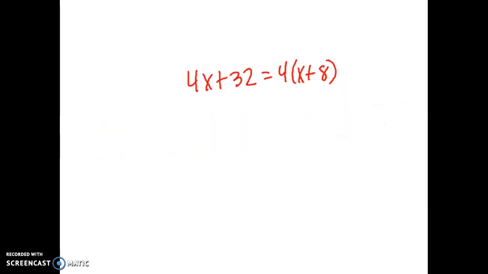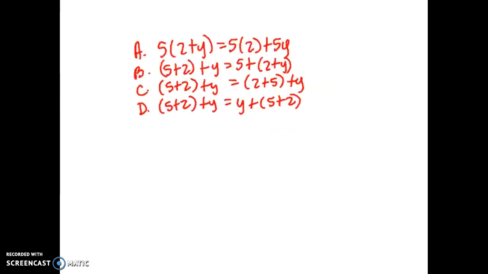Which property is demonstrated in the equation? This is the distributive property, because 4 times x is 4x and 4 times 8 is 32. So this uses the distributive property to show that those are equivalent. Which equation is an example of the distributive property? 5 times (2 plus y) is equal to 5 times 2 plus 5 times y. This is the distributive property.